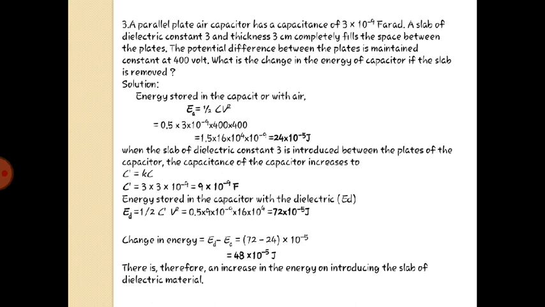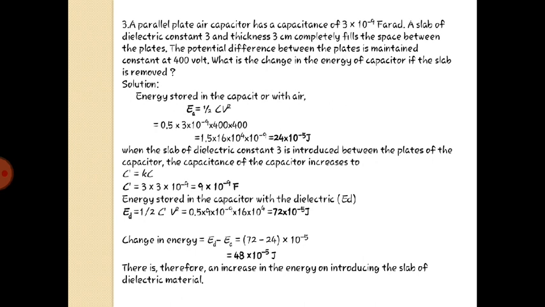Now, moving towards the third one. What will be the third one? Let's see that. A parallel plate air capacitor, again in between them air medium is there, has a capacitance of 3 into 10 to the power minus 9 farad. First they have told us that the capacitance is 3 into 10 raised to minus 9 farad if the medium in between the plates of the capacitor is air.